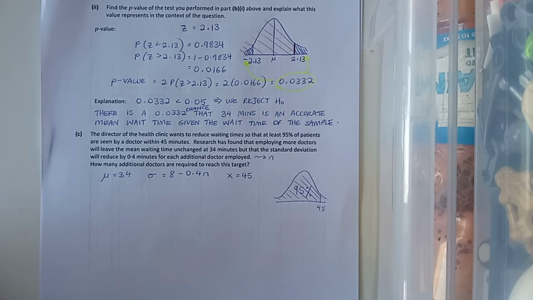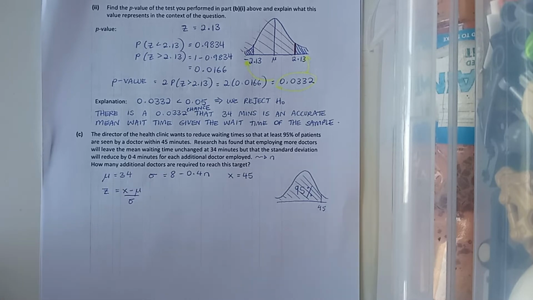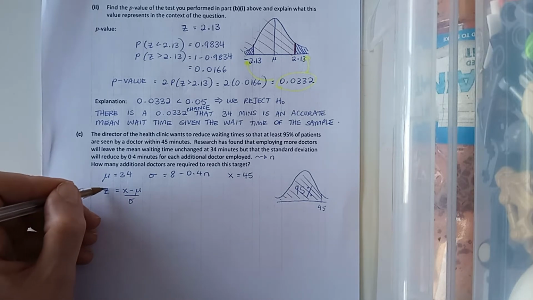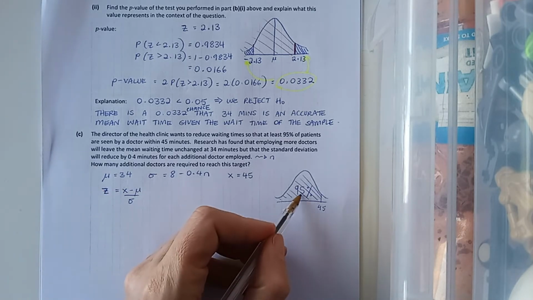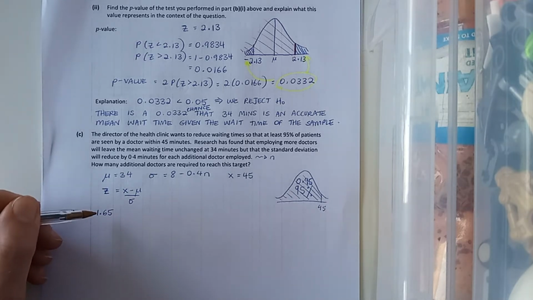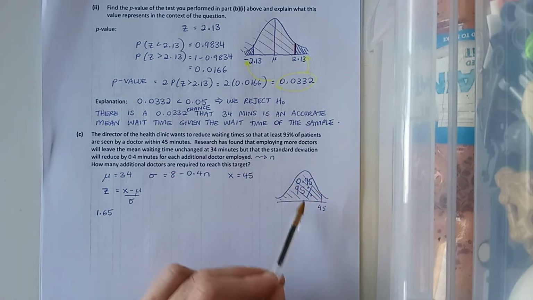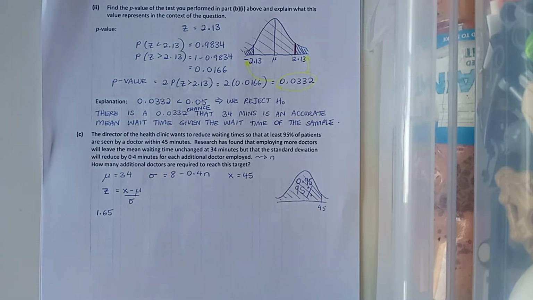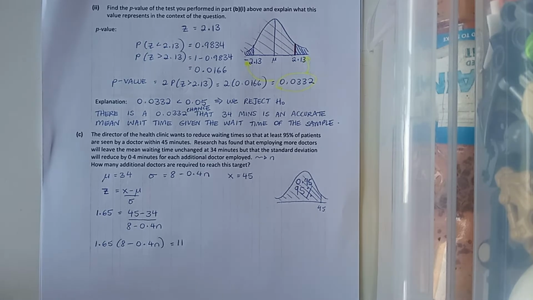So we're going to have to set up our Z value formula. Now the actual Z value is accessible to us because we've got this 95% or 0.95 of the area underneath the curve. So we'll go to our Z tables and look that up. And the closest we can get is 1.65. So a Z value of 1.65 gives us a shaded area of 0.95. And we'll fill in the rest of the values into the formula. And then it's just a question of getting n by itself. So a little bit of tidying up.